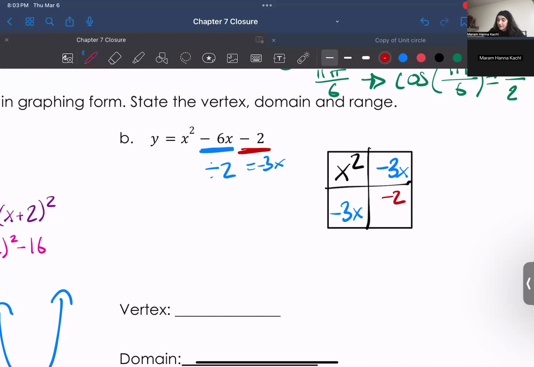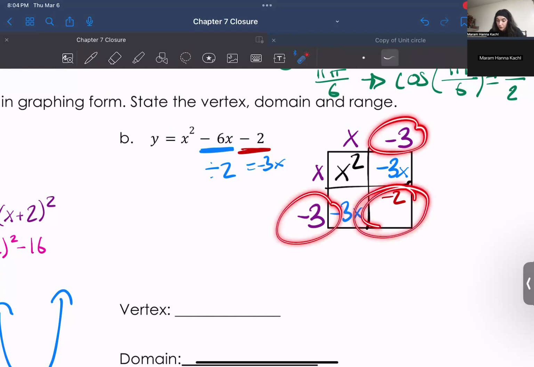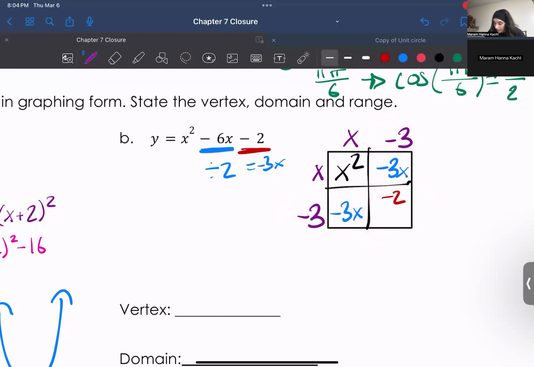Now when I go to fill out the outside of my box, x times x is x squared. X times -3 is -3x. X times -3 is -3x. Doing -3 times -3 tells me what should be in that box, and that is a 9. So this box right over here should be a +9. How do I go from a -2 all the way to a +9? I would have to add 11 to this side. Don't forget that the y is by itself on the left side, so I'd have to also add 11 to that side.